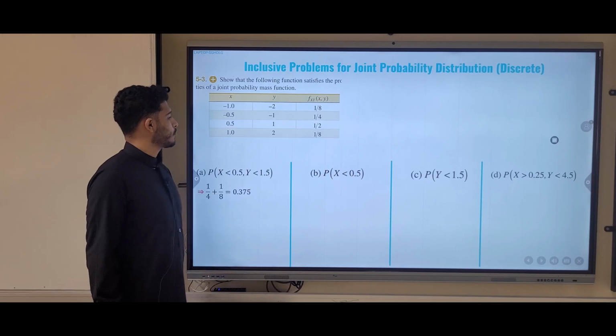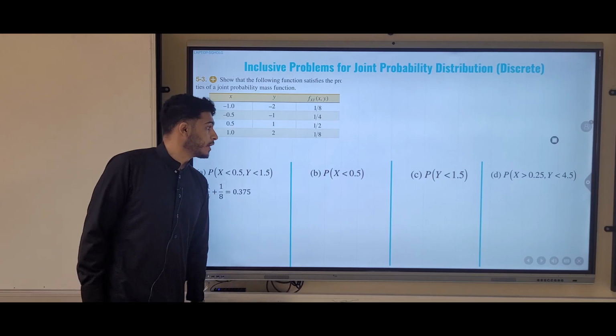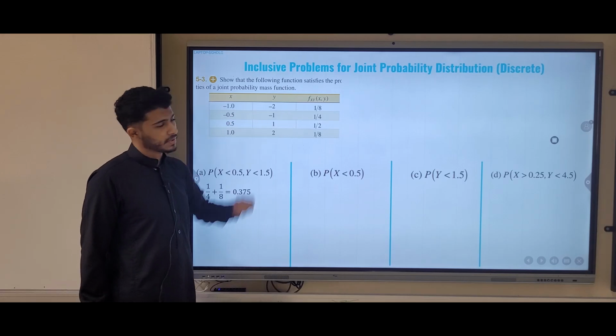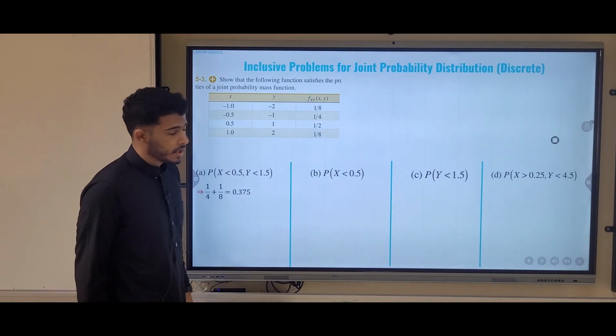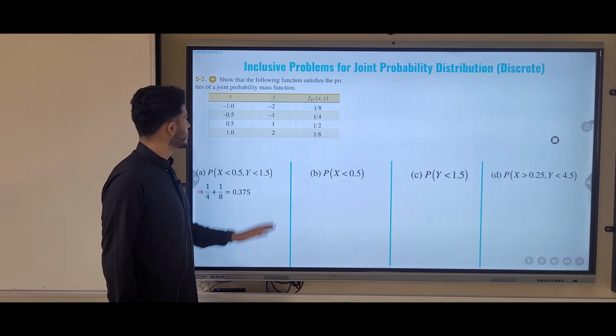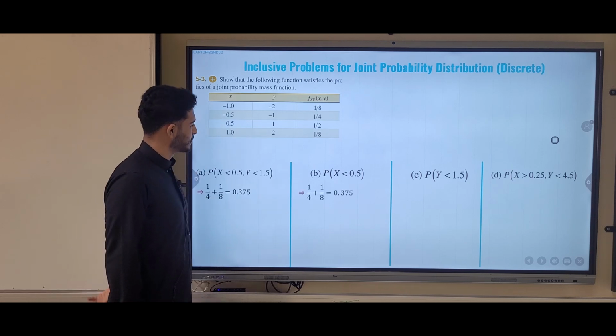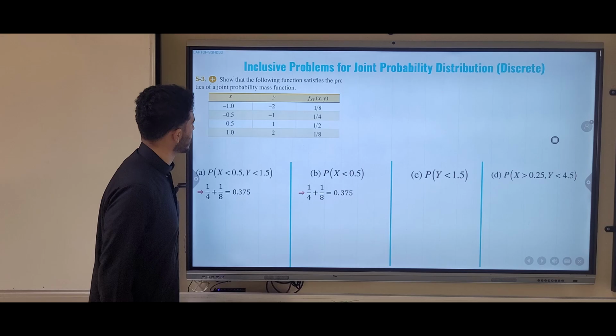Yep. Next one, probability of x less than 0.5. Okay, so less than 0.5, so it should be this one and this one, right? Not necessarily. Take into consideration that you have to include the whole range of y along the way. So if you include the whole range of y, it's still going to be the same answer. So yeah, for this case, it's still the same answer.